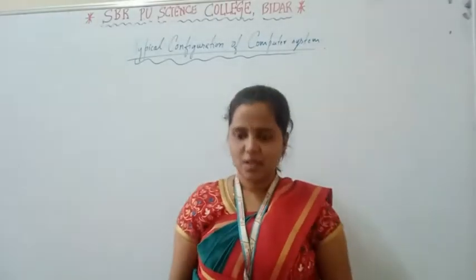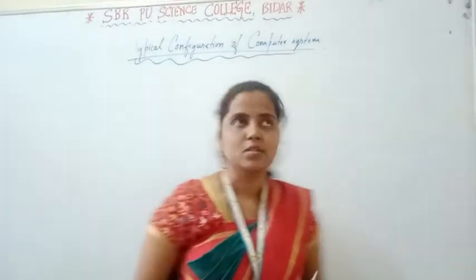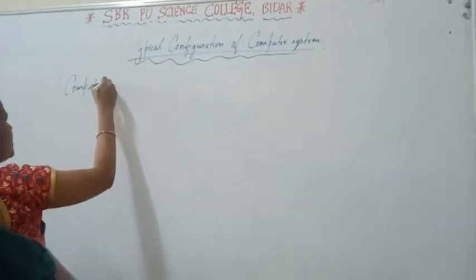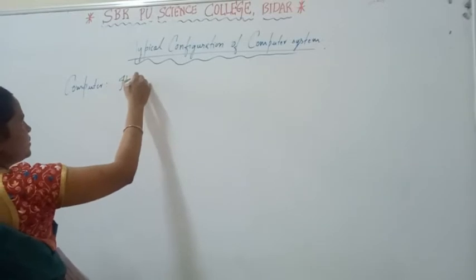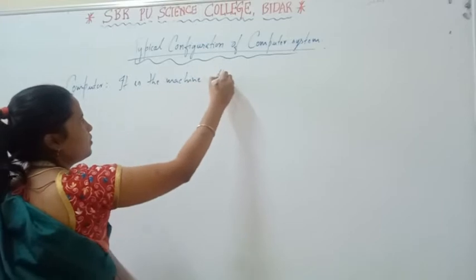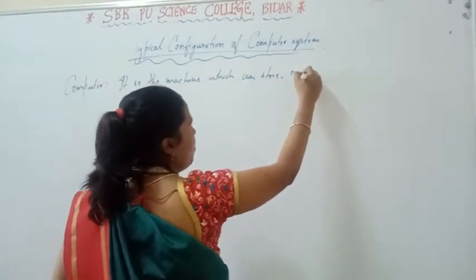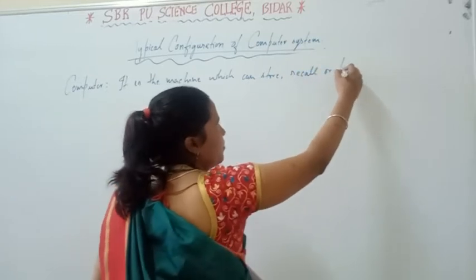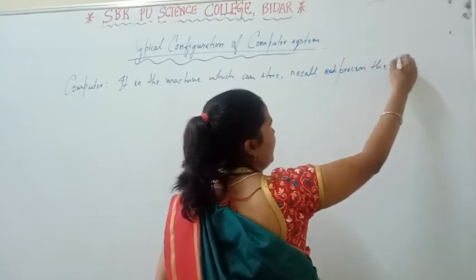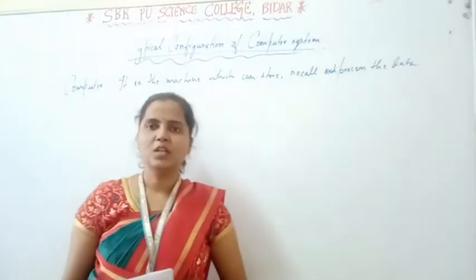Okay. So here the first thing in this is what is meant by a computer. What is a computer? A computer is a machine which can store, record, and process the data. Okay. So as you already know what a computer does.